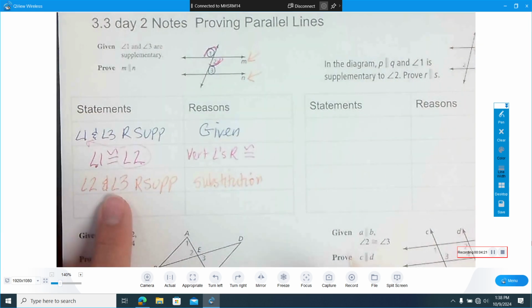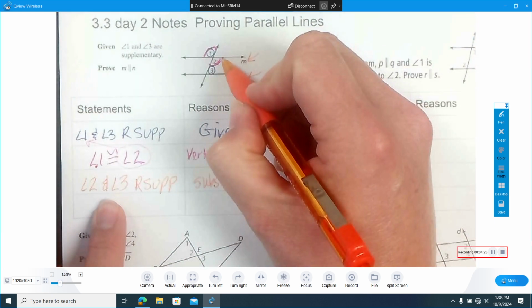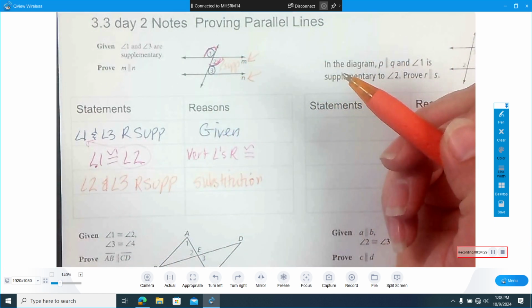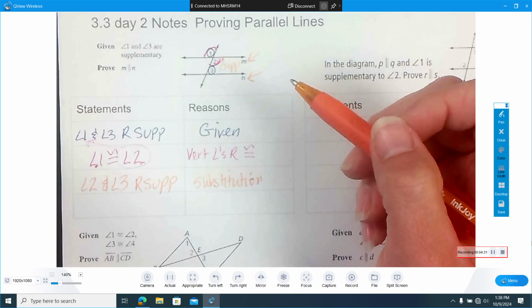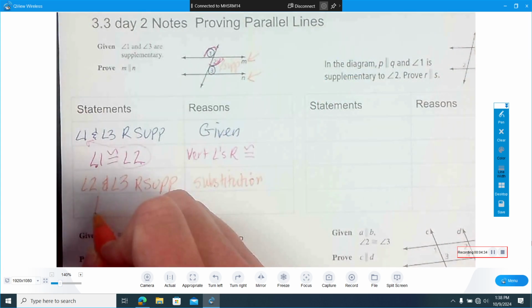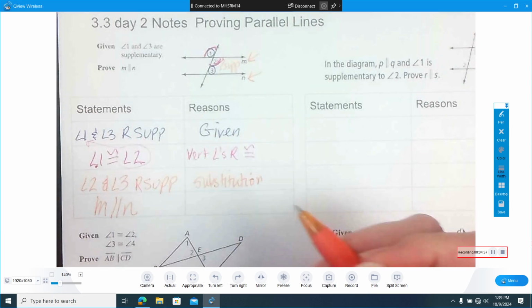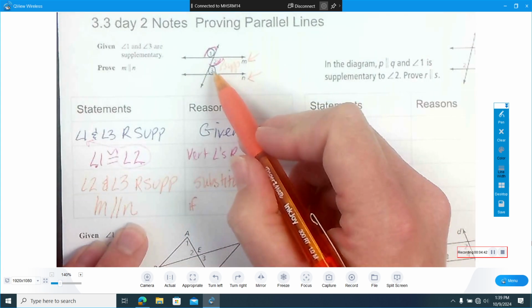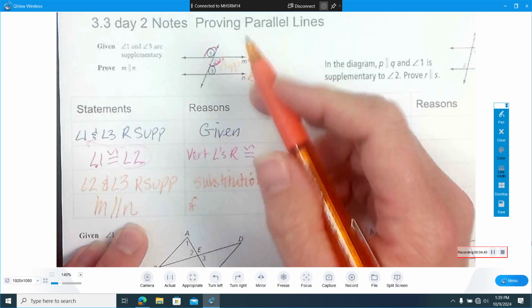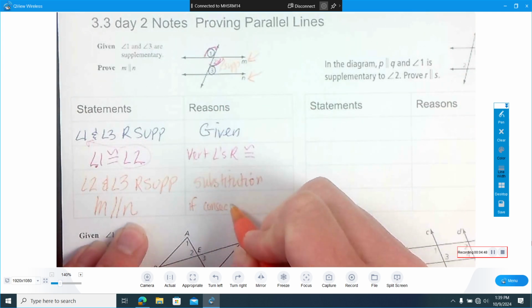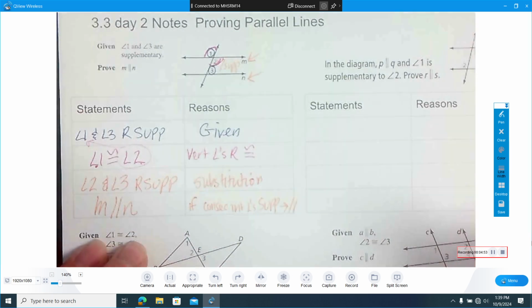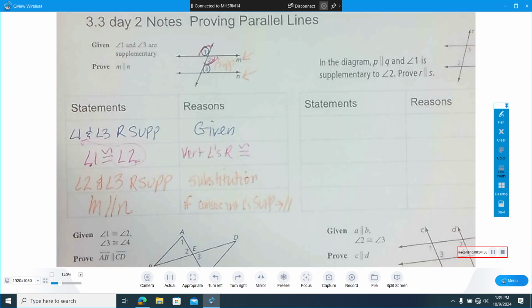All right, now if angle 2 and 3 are supplementary, what does that give us? If we know those, we get some parallel lines now. Line M is parallel to line N. What's our reason? If consecutive interior angles are supplementary, then parallel lines. Okay. Very good.